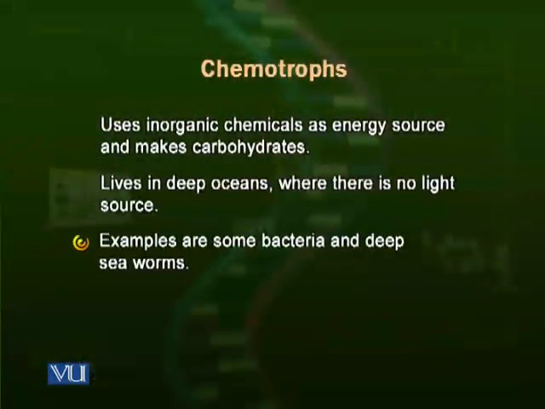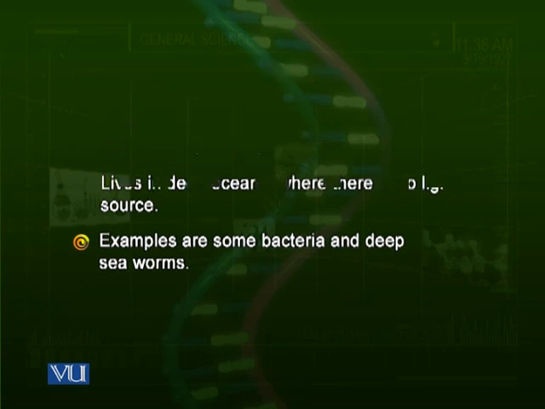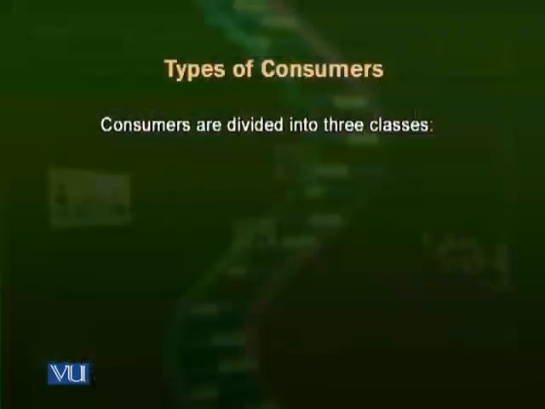These organisms stay there. They have some specific metabolic pathways and enzymes. With the help of these enzymes and the metabolic pathways, they utilize the energy present in inorganic chemicals and convert it into ATP, the chemical form of energy, and also make organic molecules, the carbohydrates. We call them chemotrophs. Examples are some chemotrophic bacteria. There are different types of bacteria that live their life like this. And there are some deep sea worms which are also chemotrophs, and they produce their food through inorganic chemicals.